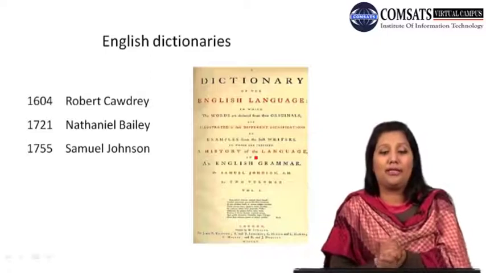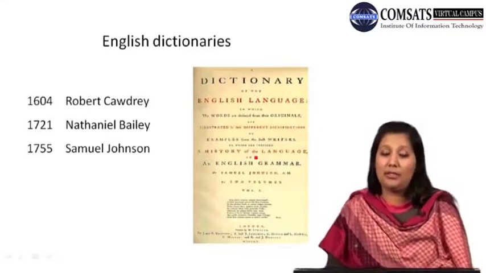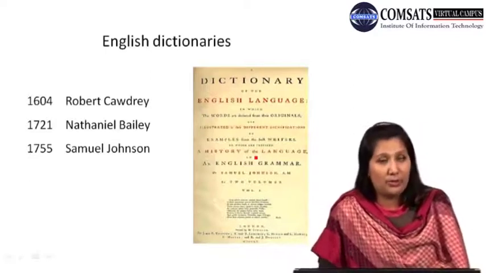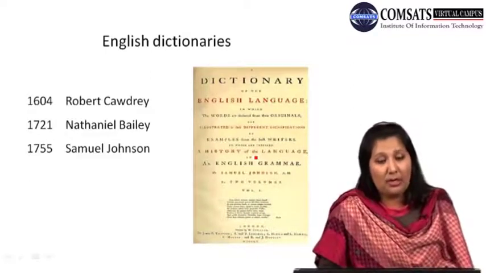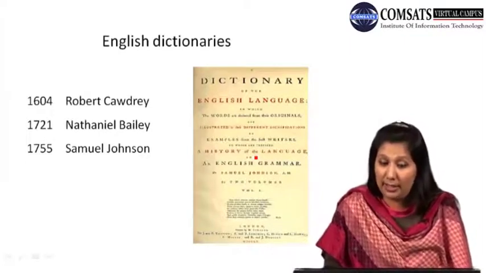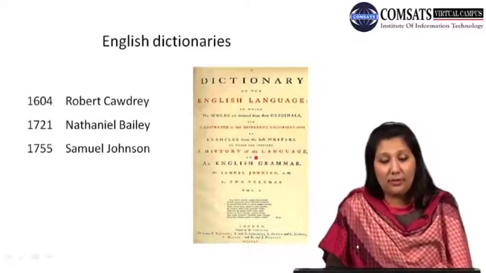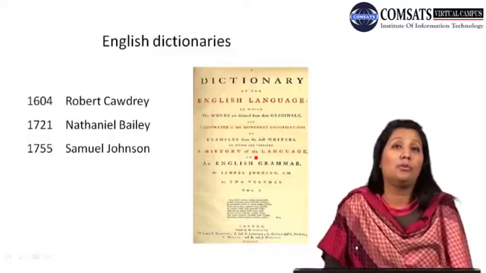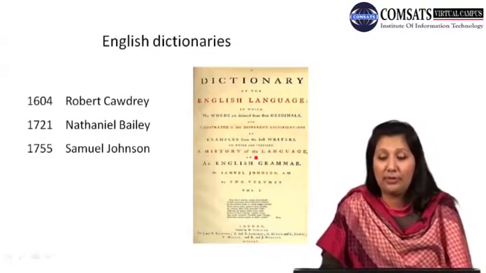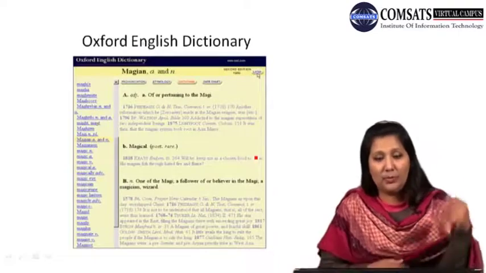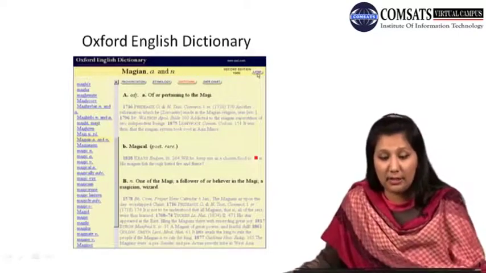For example, in 1604 a dictionary was introduced by Robert Cawdrey, and in 1721 Nathaniel Bailey introduced another dictionary, and in 1755 there was Samuel Johnson's dictionary. This is one of the world's famous dictionaries, 1755. Yes, the Oxford English Dictionary is there.